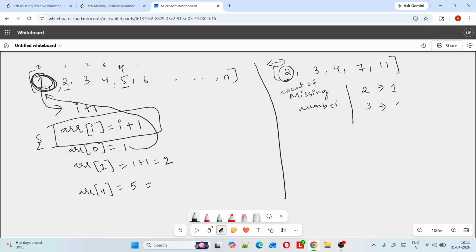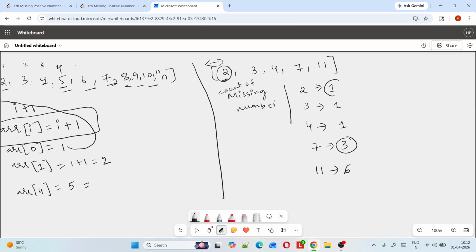Similarly for 3, how many missing numbers? 1. Similarly for 4, missing numbers is 1. For 7, till 4 the missing number count is 1, then 5 and 6 are missing from this array, so 1 plus 2, 3. Similarly for 11, if you take 8, 9, 10 and 11, till 7 we got 3 missing numbers. Then the next missing numbers are 8, 9, 10, which are not present in this array. So 3 plus 3, 6.